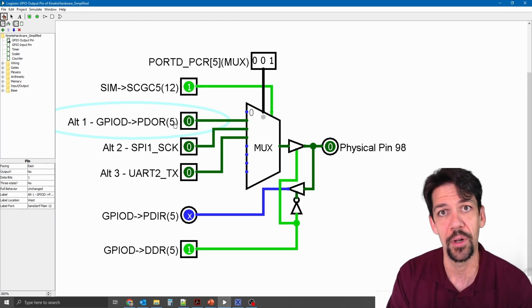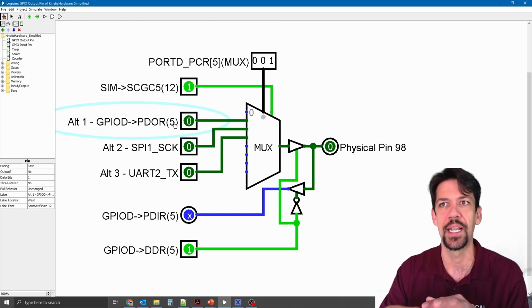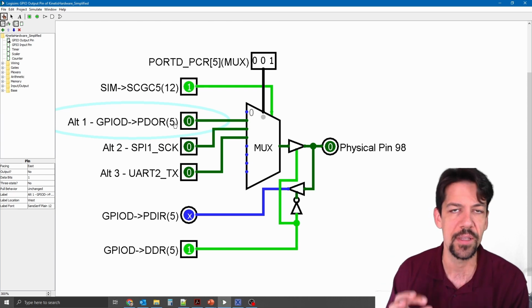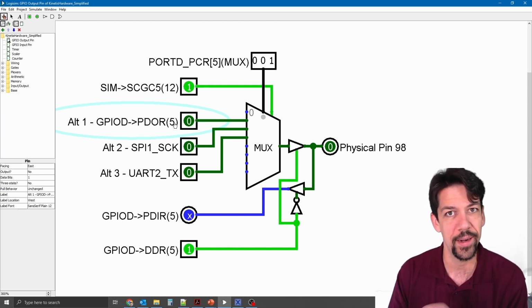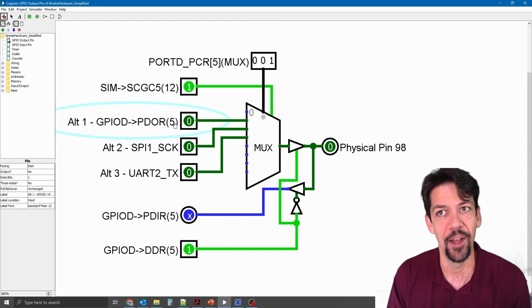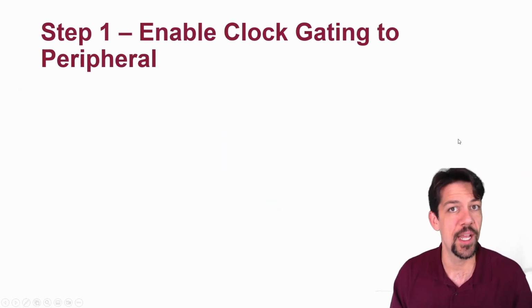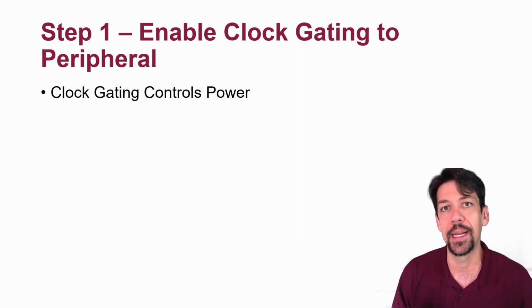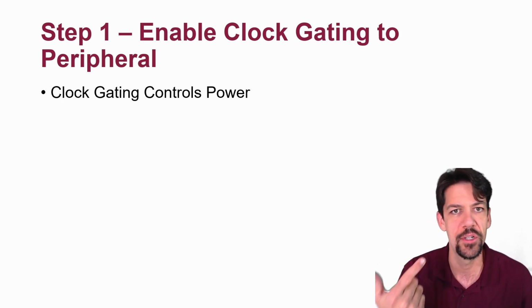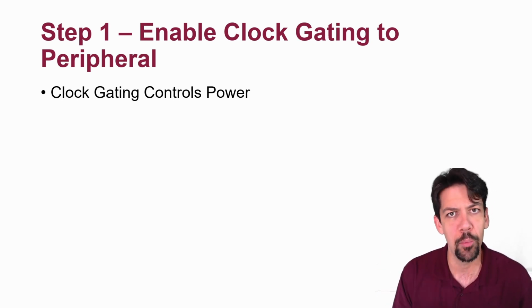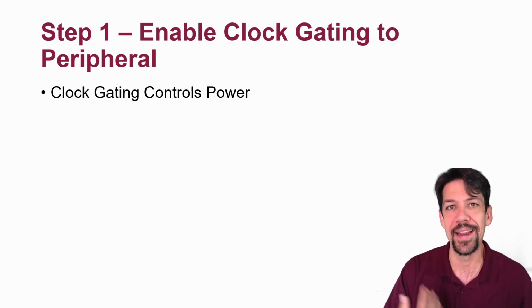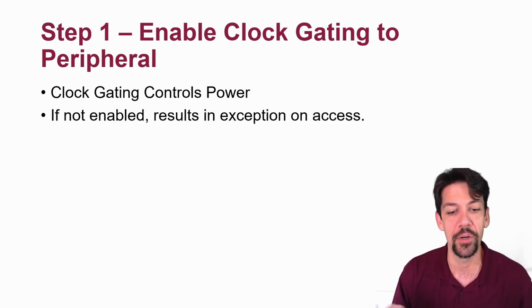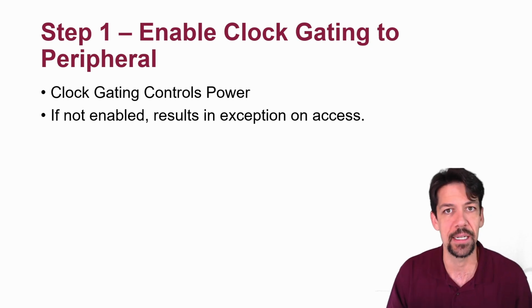Now, you don't have to remember all of the logic here. This is just an illustration of how this thing works and the process, what is interacting and what is going on in all of the registers that we're going to talk about. Okay, so step 1, enable clock gating to the peripheral. So the clock gating, again, controls the power to the port. Each of the peripherals, timers, interfaces to the outside world, GPIO ports, things like that, need to be enabled first. If you don't enable them, you'll get an exception when you try to access their registers.